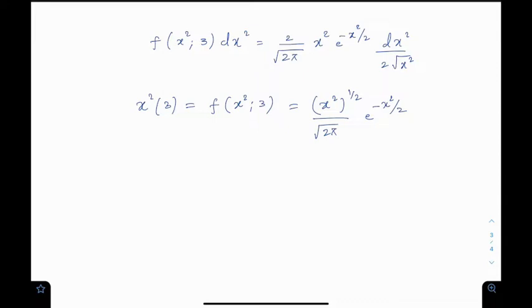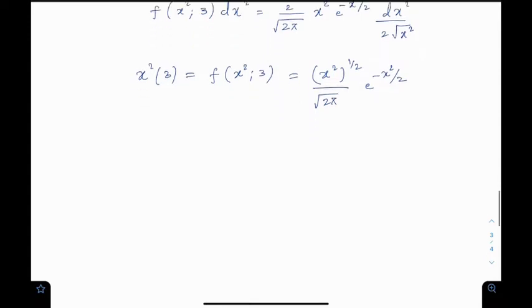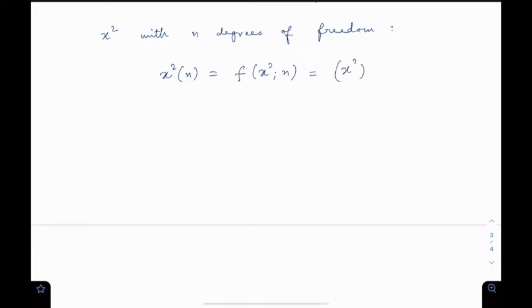Ultimately, if we want to generalize this to n degrees of freedom, then this basically becomes chi-square to the power n by 2 minus 1, exponential of minus chi-square by 2, and as the denominator we have a gamma function, and 2 to the power n by 2.